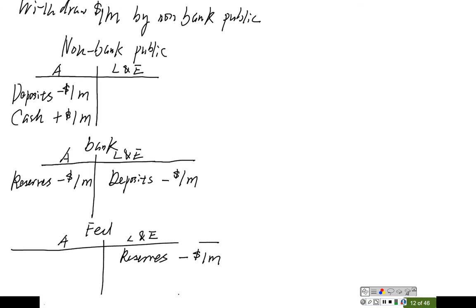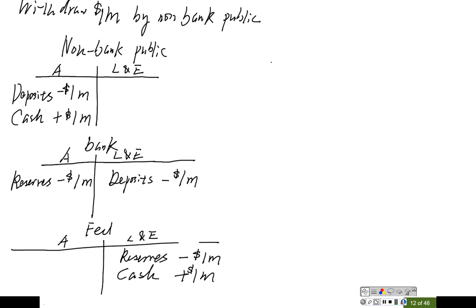But how can we balance this? Remember, when we analyzed the non-bank public T account, we saw the cash or currency increase by $1 million. So here, the cash or currency increased by $1 million in the circulation, and the positive $1 million and negative $1 million will offset each other. So the Fed's balance sheet keeps the balance.